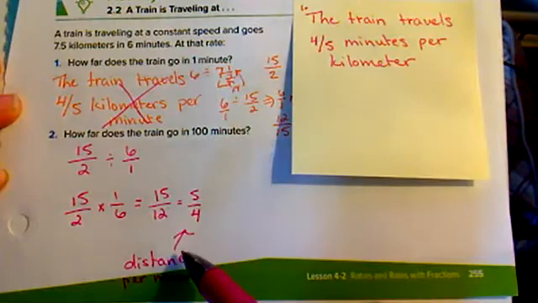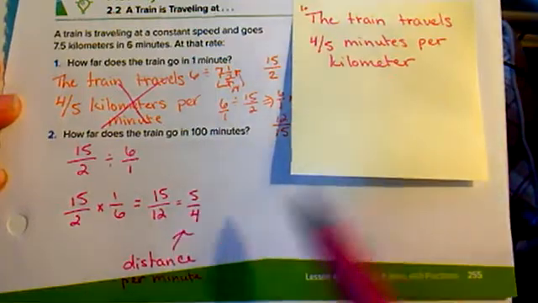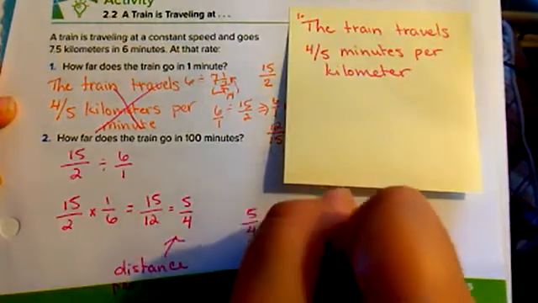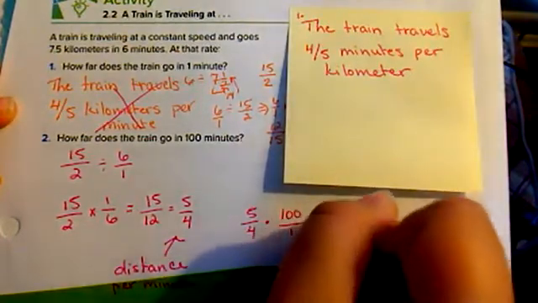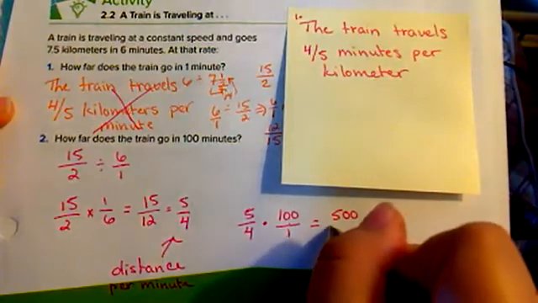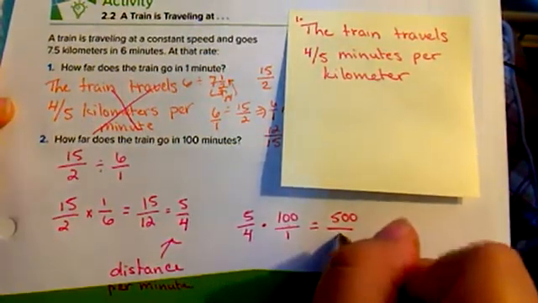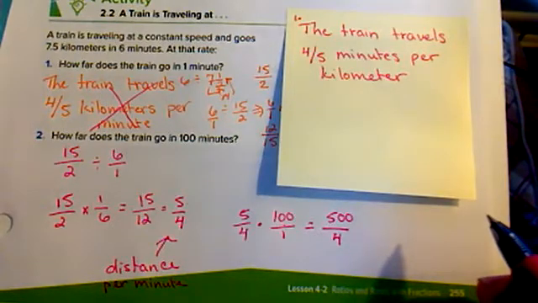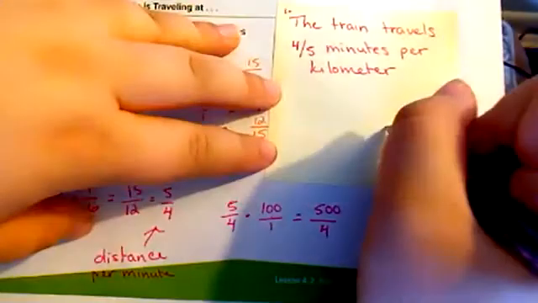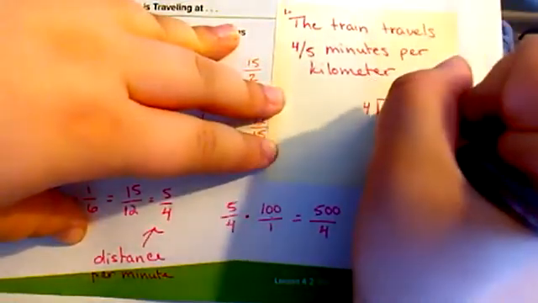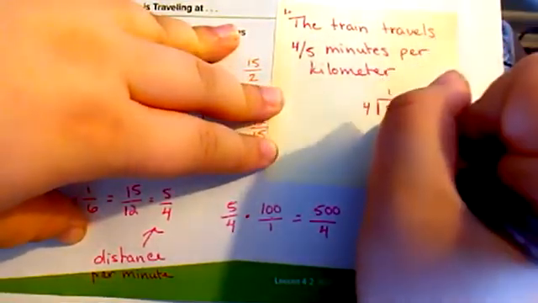And now we've got to figure out, well, if we have 100 minutes, we're going to have to multiply this by 100. So we have 5/4 times 100 over 1. 5 times 100 is 500 divided by 4. Well, you got to think about 4 goes into 500 how many times? We can do it this way. Let's do some long division. So we have 4 and 500 goes in once.